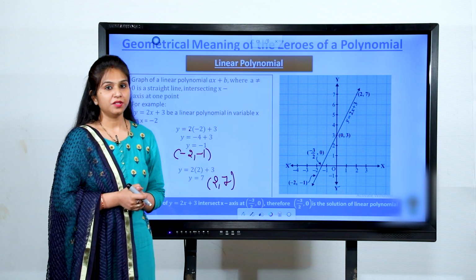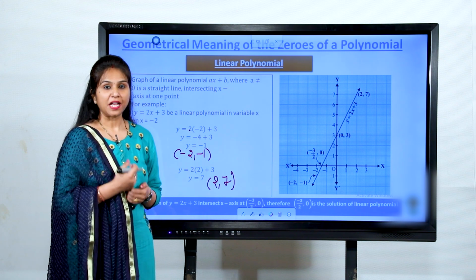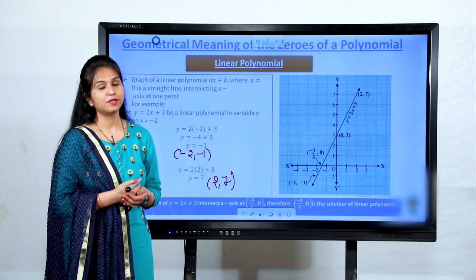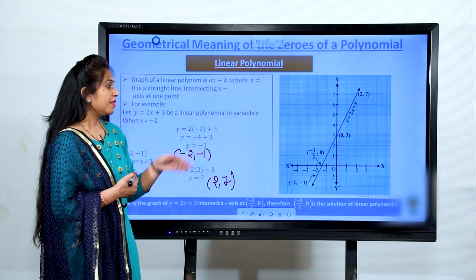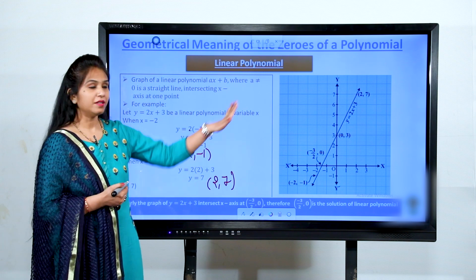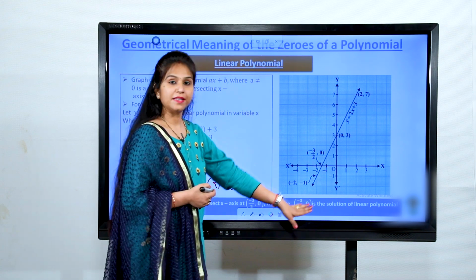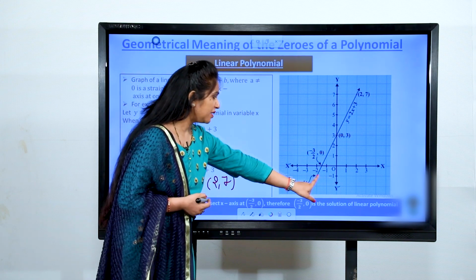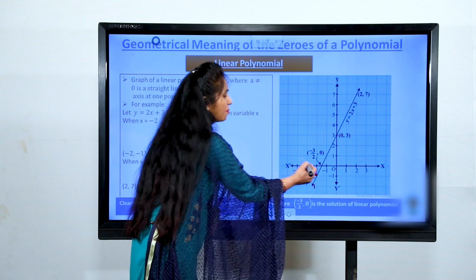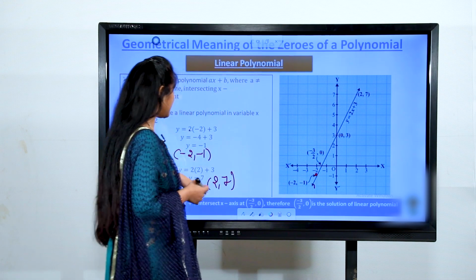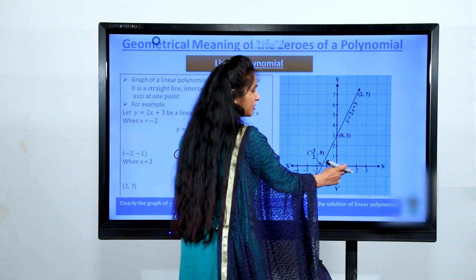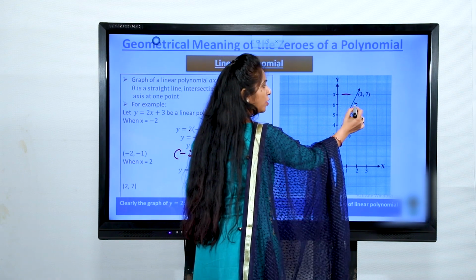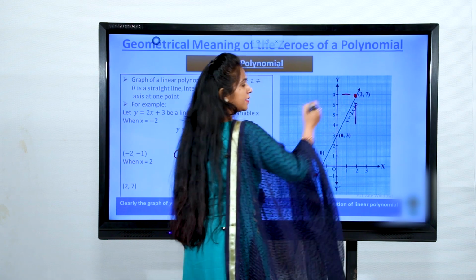Again children, these are the two examples which I am using here, but you can substitute any value for x to find the value for y. Now let us plot these two points on the graph. Minus 2 comma minus 1: here this is minus 2, this is minus 1, so this point represents minus 2 comma minus 1. Now 2 comma 7: 2 is here on the x-axis and 7 is here on the y-axis, so this is the point 2 comma 7.